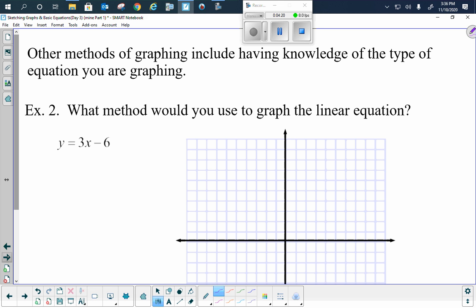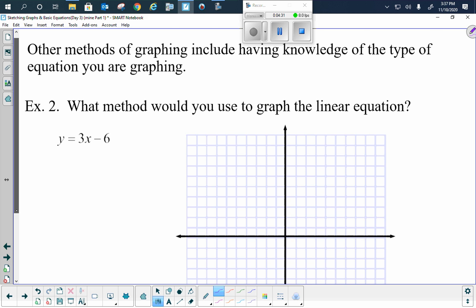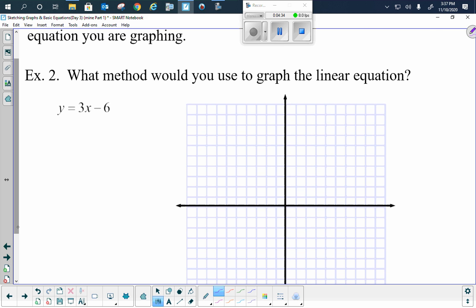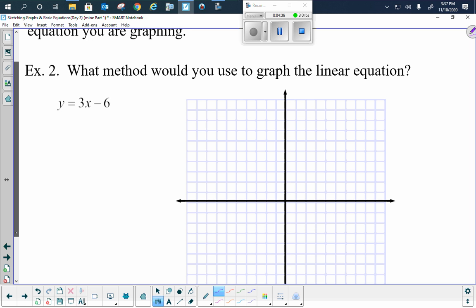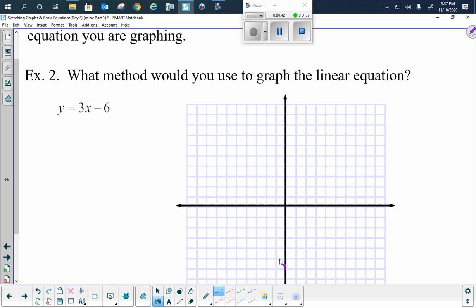Next, other methods of graphing include having knowledge of what type of equation you're graphing. So look at number 2. What method would you use to graph the linear equation? I hope we're all thinking y equals mx plus b. We read our y-intercept off of it as 0, -6, and then a slope of 3 over 1. So rise over run, up 3 over 1, up 3 over 1, and so on and so forth.